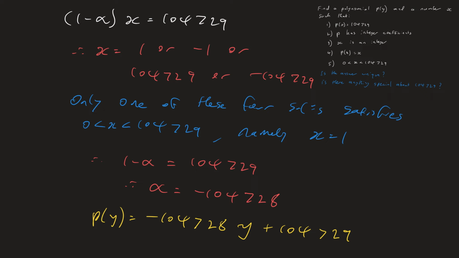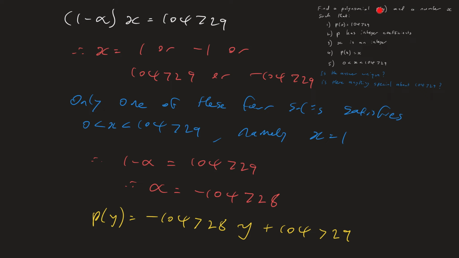Requirement number 5 says that x has to lie between 0 and 104,729 exclusive. We exclude the endpoints here. And so out of these 4 possible solutions, we actually only have one solution that satisfies this 5th requirement here. And now you understand why the 5th requirement has chosen this number here, because we have to exclude the case when the other factor is a 1 and x is the number itself.